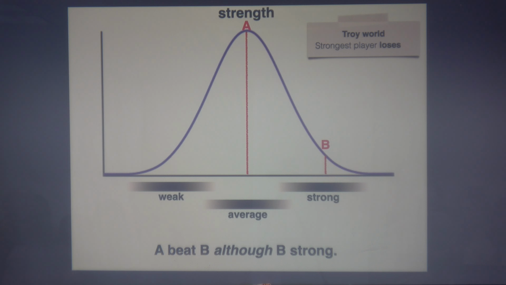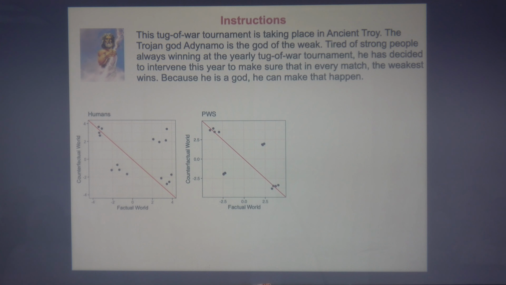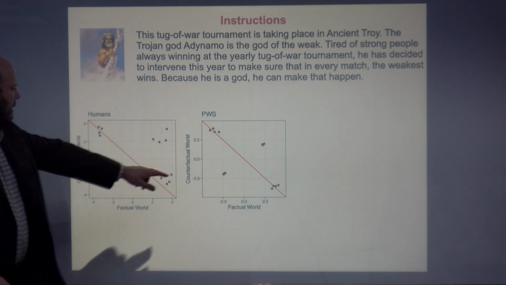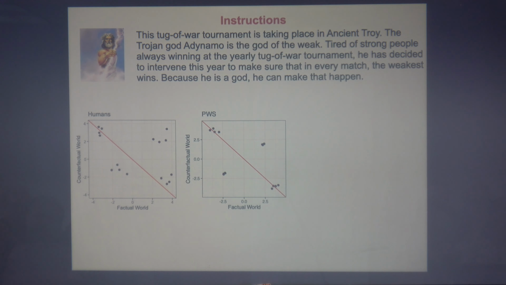So you might think like everything just flips here, but actually what seems to be happening with the humans is that they're taking that although to target the normal course of things would be not in Troy world, where Adynamo is not intervening. A beat B although B is strong means something like A beat B, B is strong, but if Adynamo had not been intervening, something different would have happened. So anyway, when we model that, you can see it fits really nice. It has the same results very nicely.